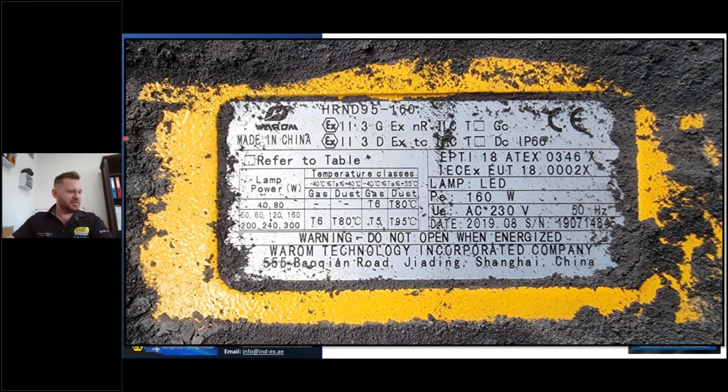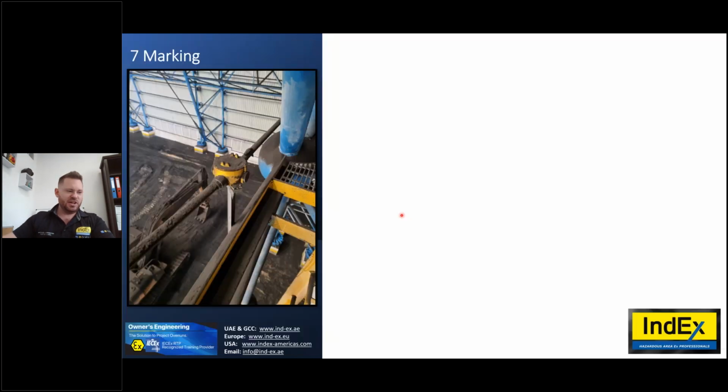Give it another 30 seconds if there are any other questions. Once again, this installation was a conduit system for multiple lights, so with conduit boxes and also lights.